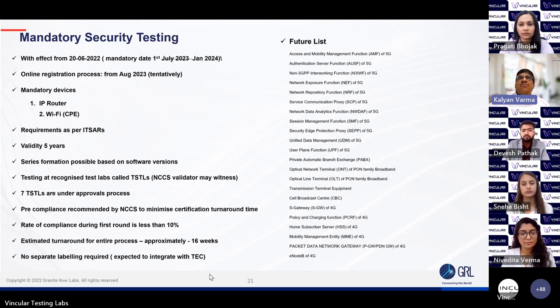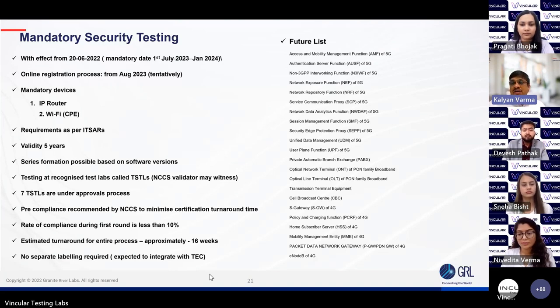However, the grouping will be done based on the software version it implements on various models, which might fall in the same hardware family series. If an identical software version and configuration is being used in different models, up to 10 of them can be grouped together into one series, and one of them can be tested so that all 10 can be qualified. The biggest challenge as of today is the availability of test facilities.